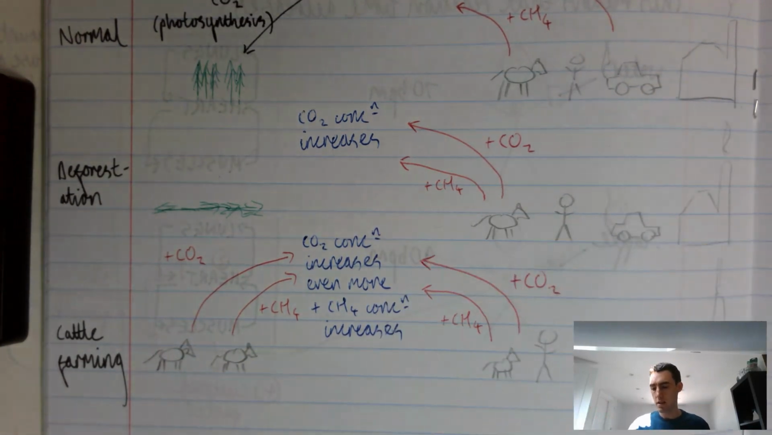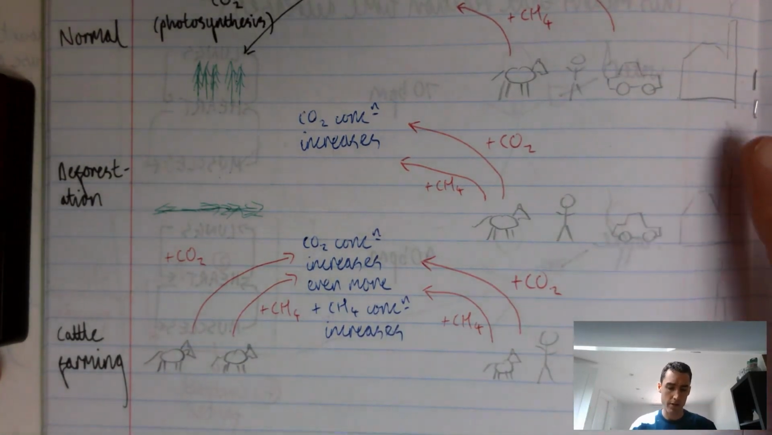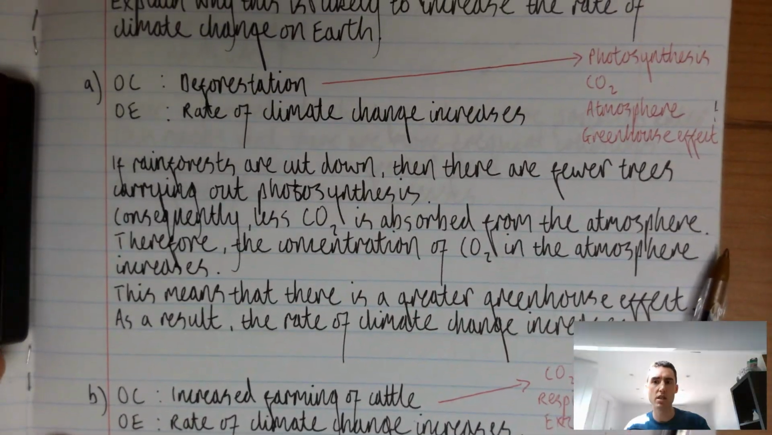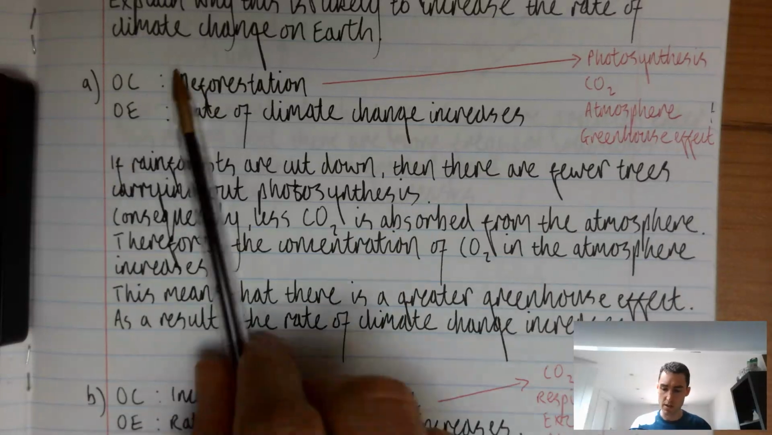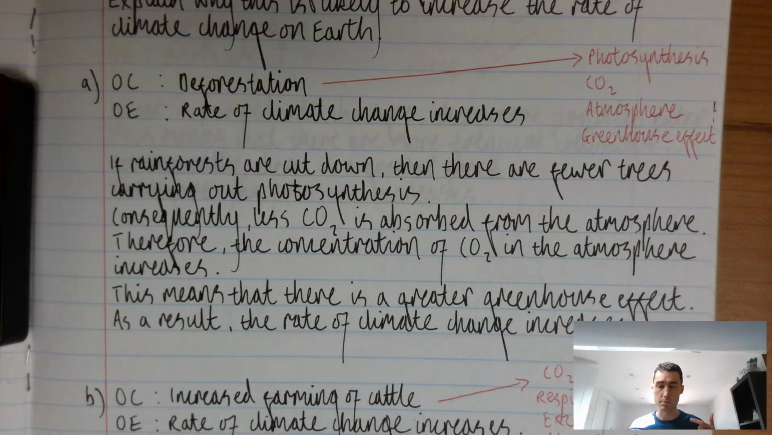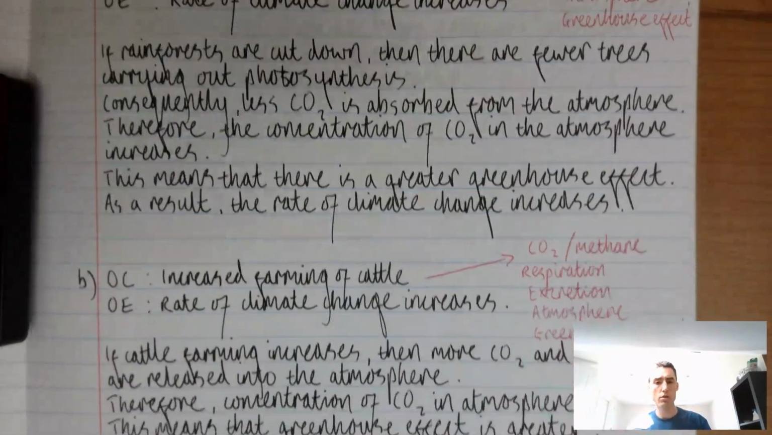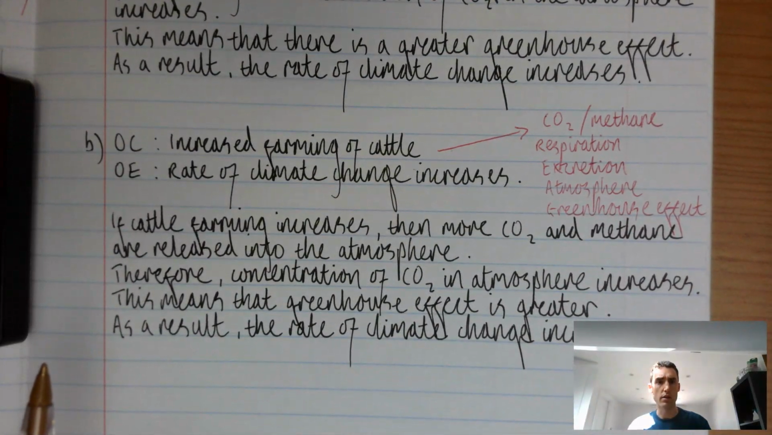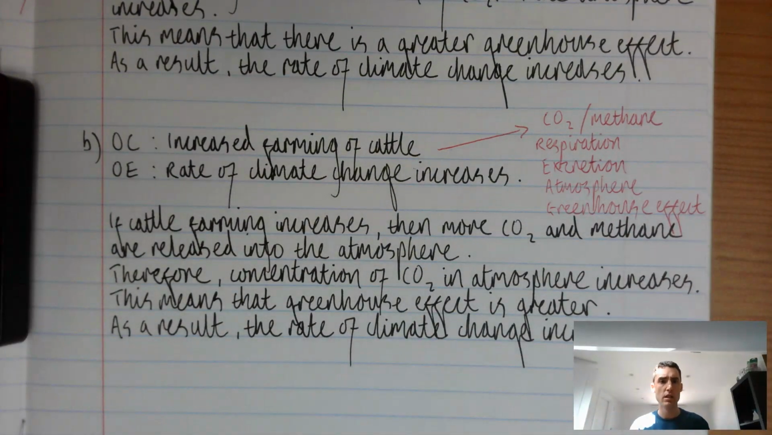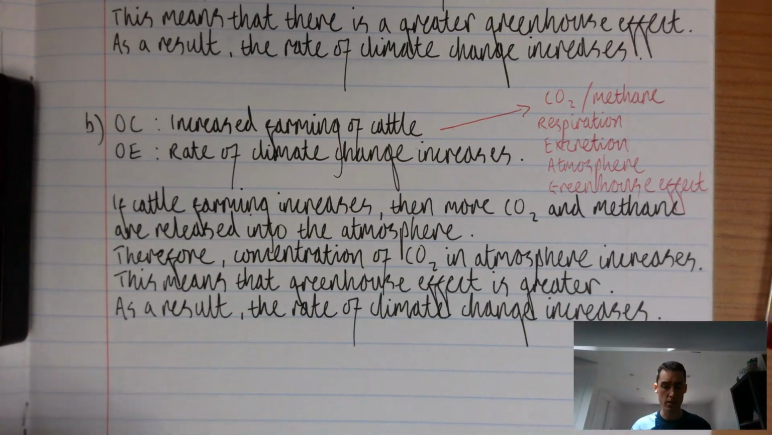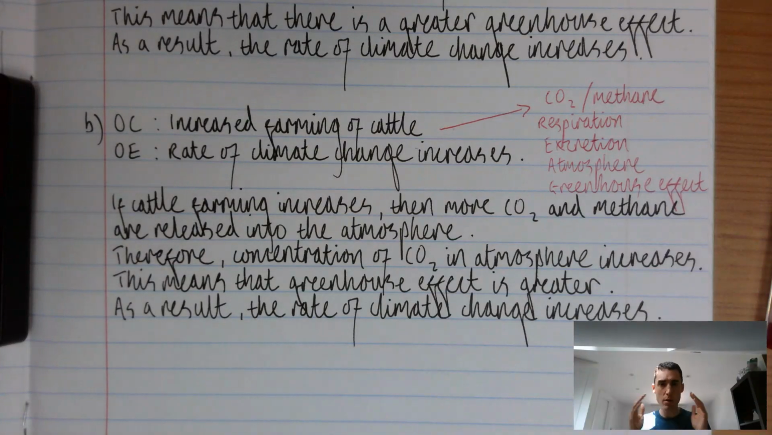Essentially, that could even be 2 paragraphs, which I've modeled over here. And again, these will be included in the slides, so I won't spend ages on these. The first one is to do with deforestation, and we can explain that in terms of there being fewer trees absorbing carbon dioxide for photosynthesis. The second one is to do with the increased farming of cattle, and because there are more emitters, therefore the rate of climate change or global warming increases. So that's how I would model this.